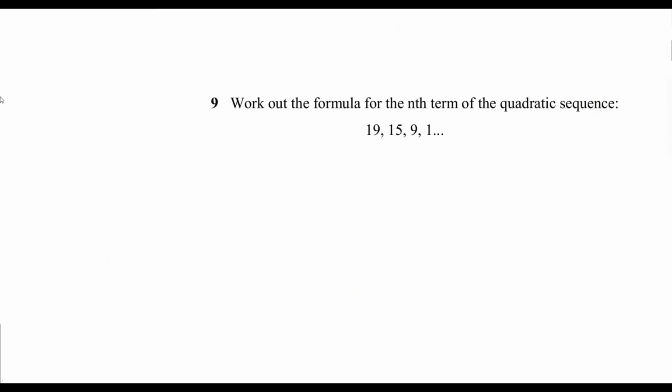So for this one, we do the same sort of thing. Let's look at the process. This is going down by 4, so I'm going to put take away 4 there. This is going down by 6, and this is going down by 8. Let's do a second difference as well. This is going down by 2, and this is going down by 2. Remember how we said a second difference of 2 makes it n squared? So negative 2, naturally, is going to make it negative n squared.